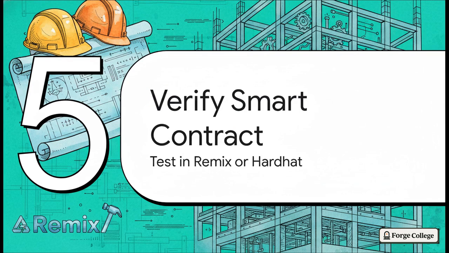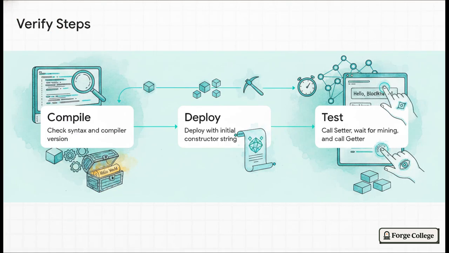All right, Section 5. Verify your smart contract. Testing in Remix or Hardhat. We've got the theory down, we've got the blueprint, so it's time for a hands-on checkpoint. Here is your simple 3-step assembly process. First, compile the code just to make sure there are no syntax errors and that your compiler version actually matches your pragma statement. Second, deploy the contract and remember to pass in your initial constructor string, because if you forget this, your greeting is just going to be awkwardly blank.